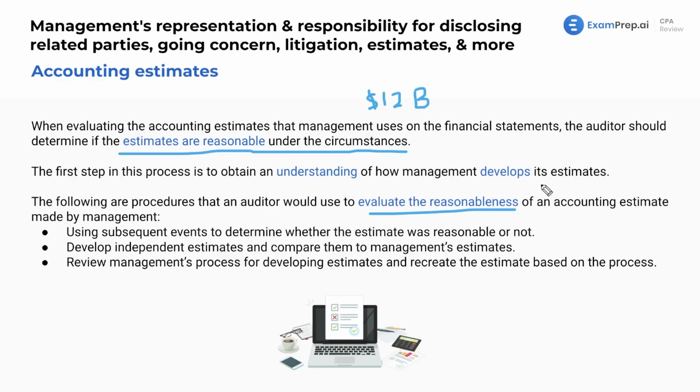If there's a disagreement, this is where we go to our communication with management and those charged with governance. You could go to those charged with governance and say, hey, we had a disagreement with management. Thinking back to those rules, you need to document any disagreements with management, whether or not they were resolved, and communicate that to those charged with governance. Just bringing it all together, every section's coming together. Lastly, we can review management's process for developing the estimates and recreate the estimate based on the process. That's just recalculation, as I mentioned.